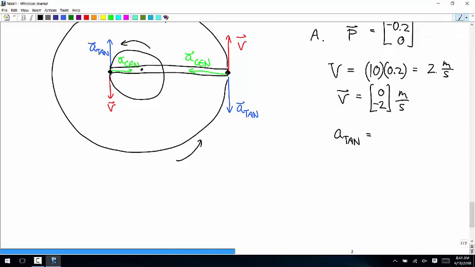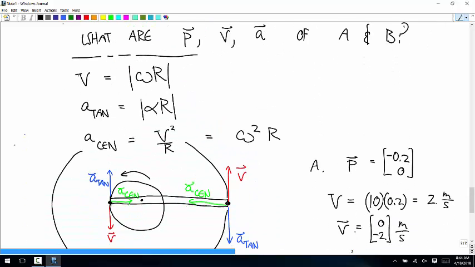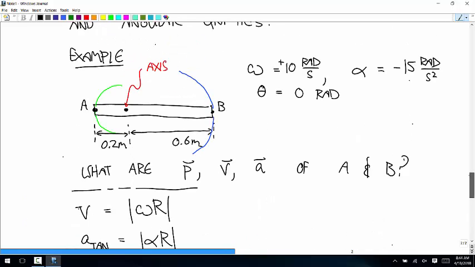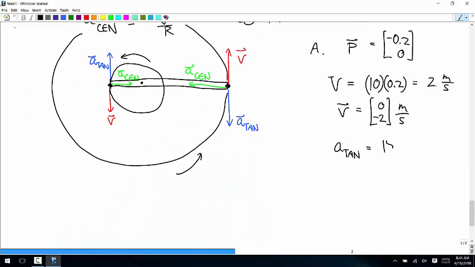So tangential acceleration is alpha times r in magnitude. Alpha is 15, the absolute value. The radius is 0.2. So this is 3 meters per second squared in the positive y direction, so as a vector, that's 0, positive 3.